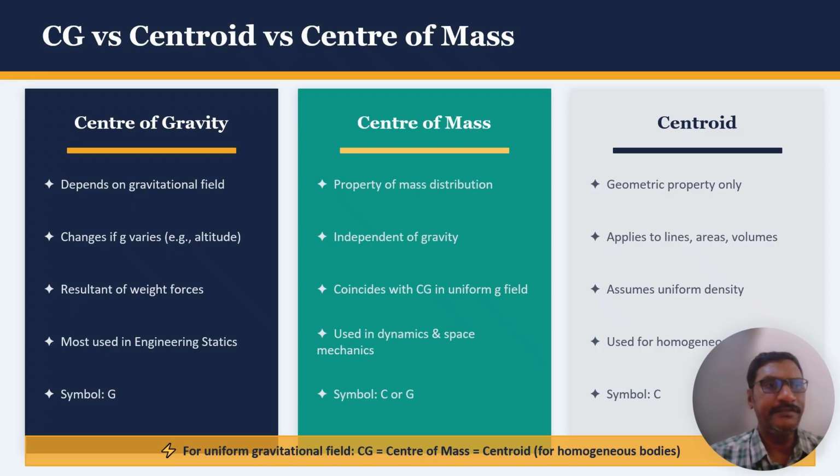So if the gravitational field is not uniform, for example, if you have a very large body where the gravity at the top is slightly less than at the bottom, the center of gravity and the center of mass will not coincide exactly. For all the practical engineering applications near the Earth's surface, we treat gravity as uniform. So this difference is ignored. The center of gravity depends upon both the mass distribution and the gravitational field.